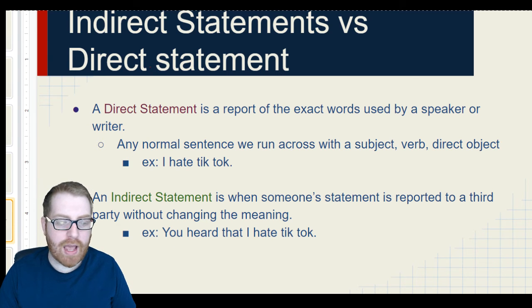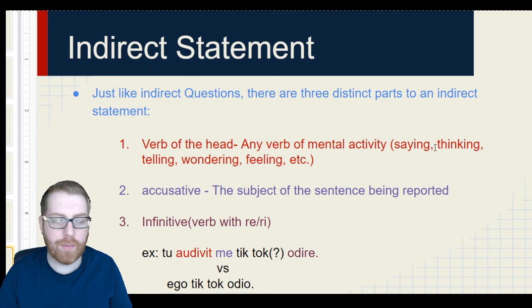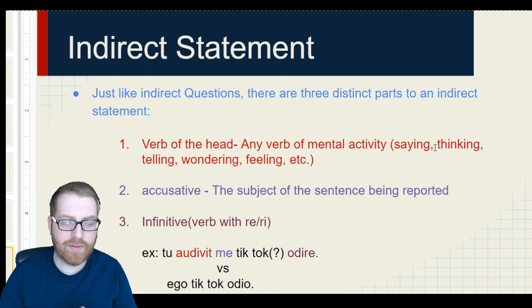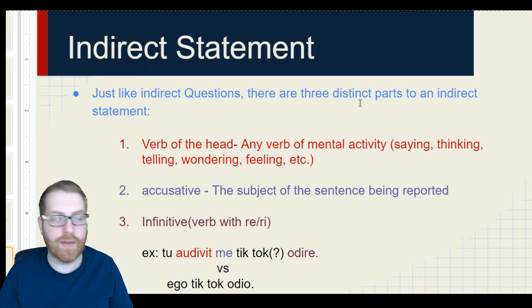All right. And if you notice, this has a pretty similar look as indirect questions because there are going to be three pretty distinct components. With indirect questions, we had a verb of the head, a question word, and a subjunctive. These are going to have three components. They're going to be a little bit different, but they're also going to be kind of similar. So just like with indirect questions, we are going to need a verb of the head. Some verb of mental activity: thinking, saying, telling, wondering, feeling, anything like that.